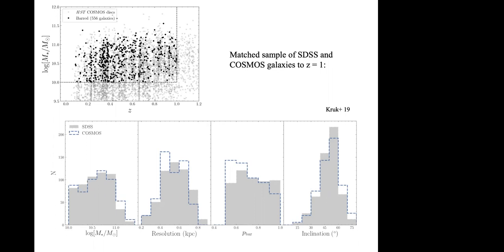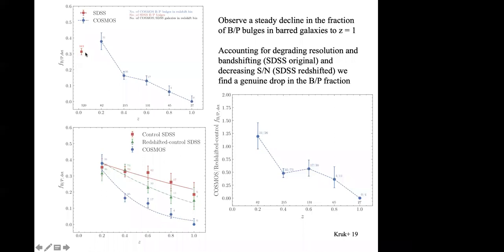So this is the nearby sample, okay? Because of resolution effects, roughly one third of barred galaxies appear to have these box peanut bulges in total. That's at redshift roughly zero. When we look at the COSMOS sample, that fraction seems to decline very rapidly. Now let's take this SDSS sample and plot it out pretending that they're the same redshift as the galaxy that they're paired with. And when we do that, we get this effect.